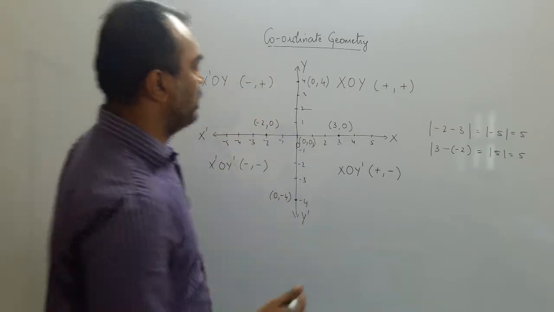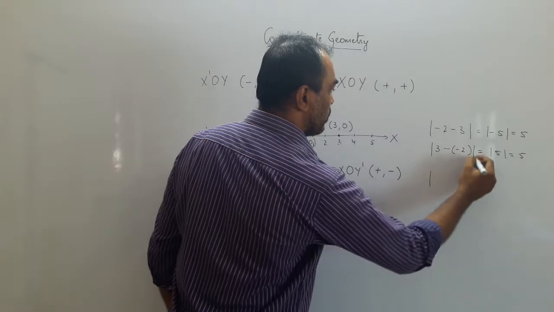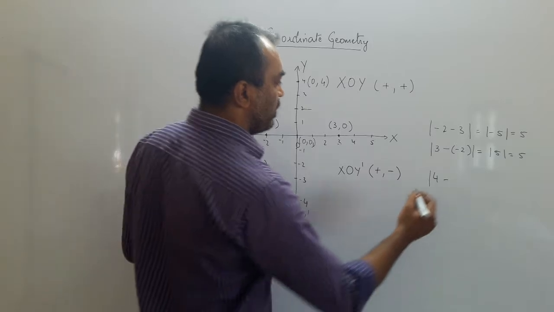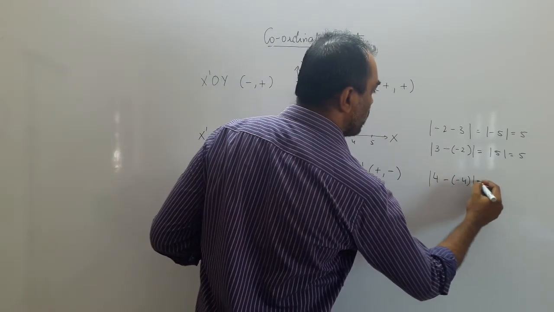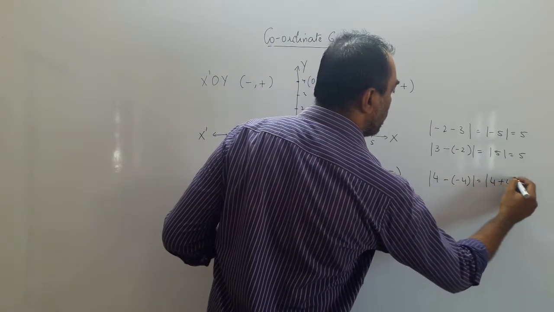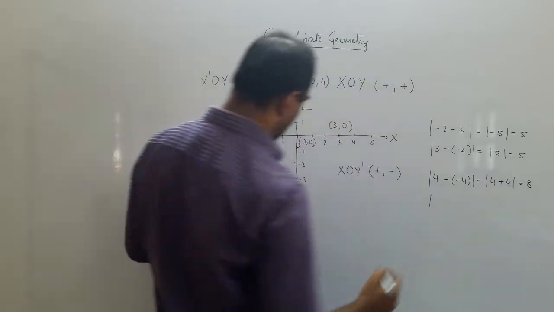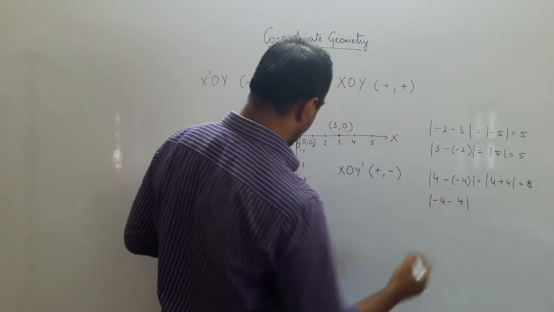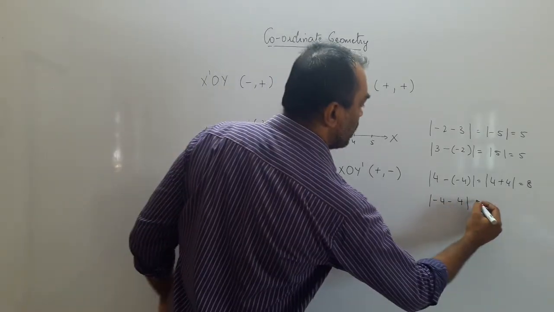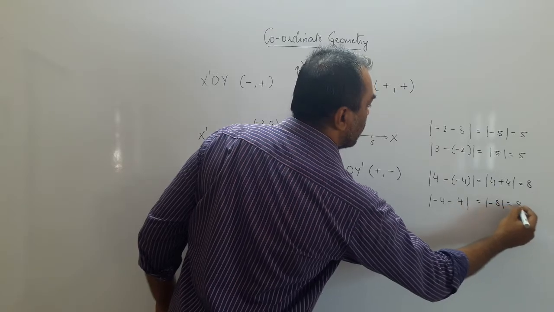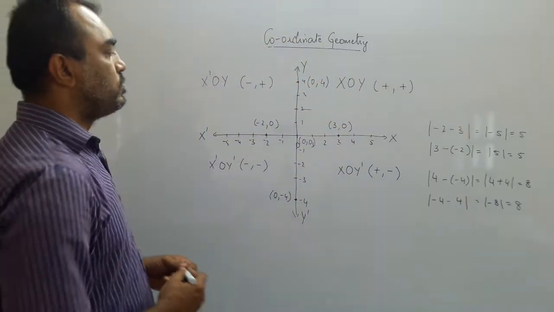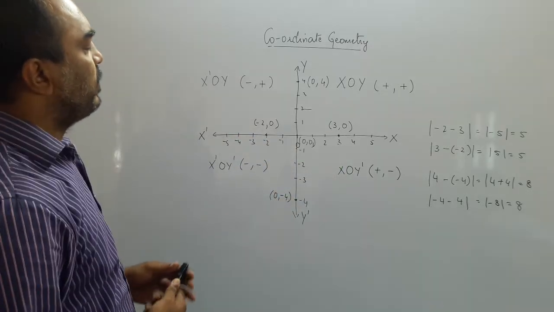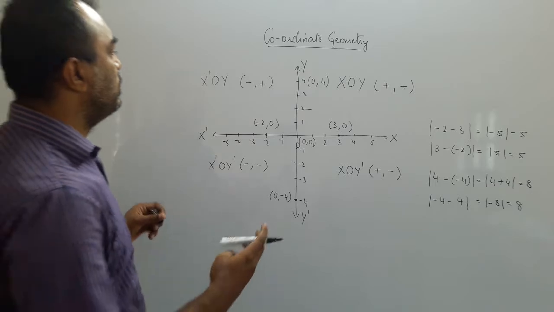Now let us see the y coordinate. Same way, 4 minus (minus 4) equal to 4 plus 4 equal to 8. Or if you want to subtract this from this, then minus 4 minus 4 equal to minus 8. That also gives me 8. So when the points are on the same axis, yes, we can find the distance. Now I will give you one more example.